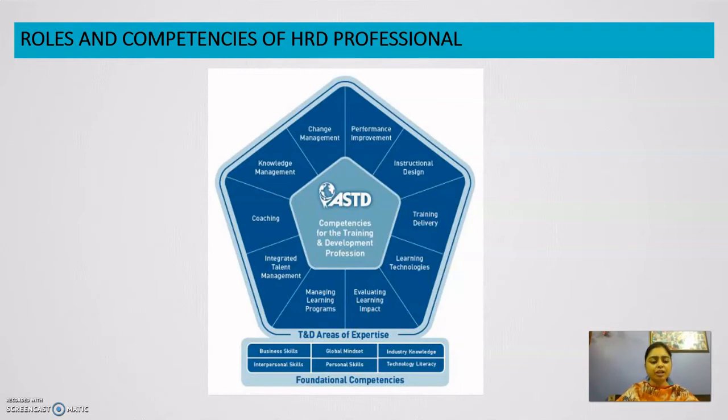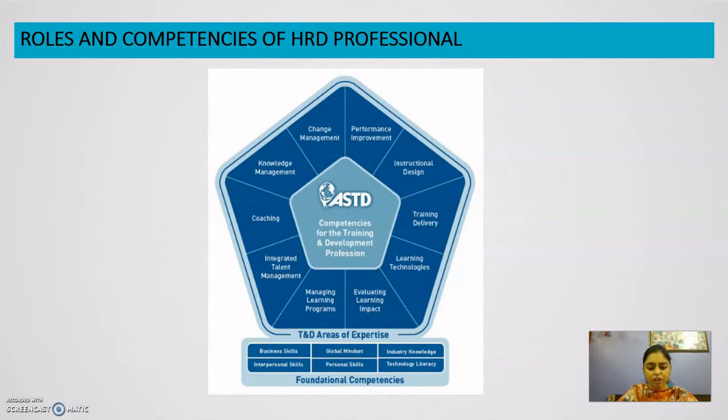Next is managing learning programs. Managing learning programs is related to managing the learning programs in an organization, and for this they are able to analyze and interpret data. They use these learning programs for managing various activities in an organization.